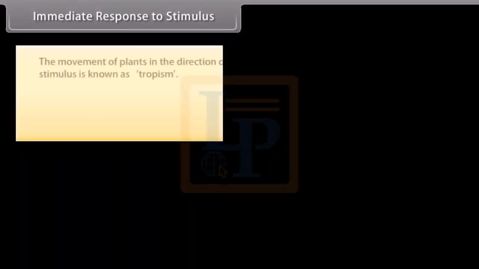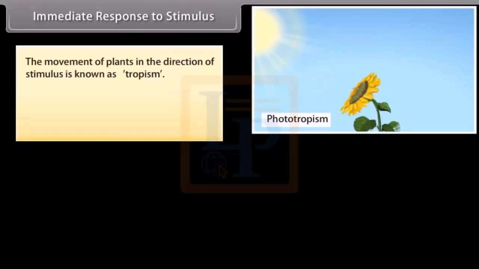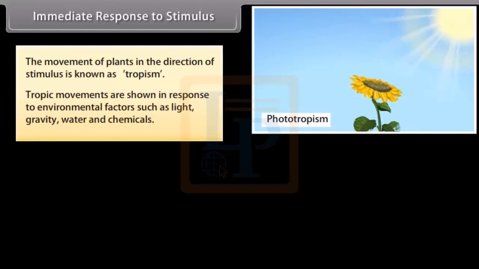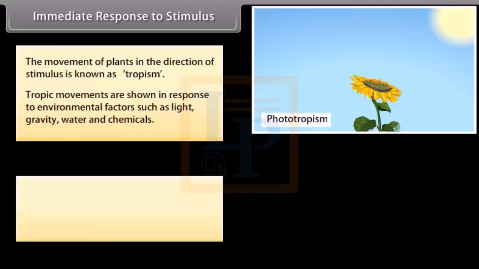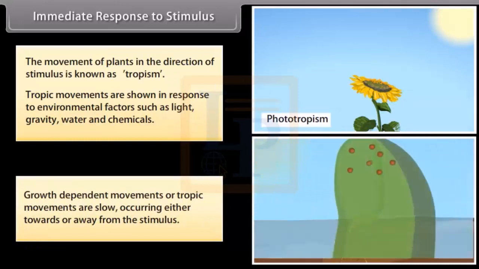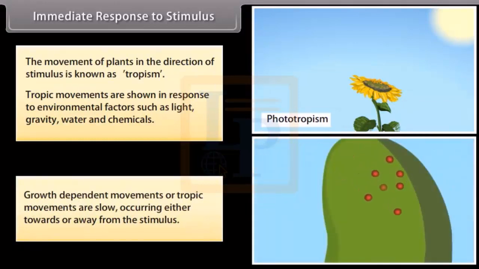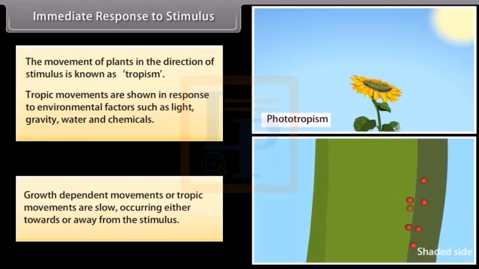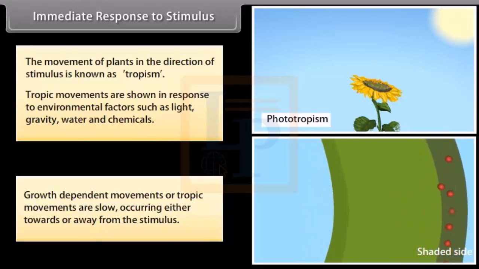Immediate response to stimulus. The movement of plants in the direction of stimulus is known as tropism. Tropic movements are shown in response to environmental factors such as light, gravity, water and chemicals. Growth-dependent movements or tropic movements are slow, occurring either towards or away from the stimulus.